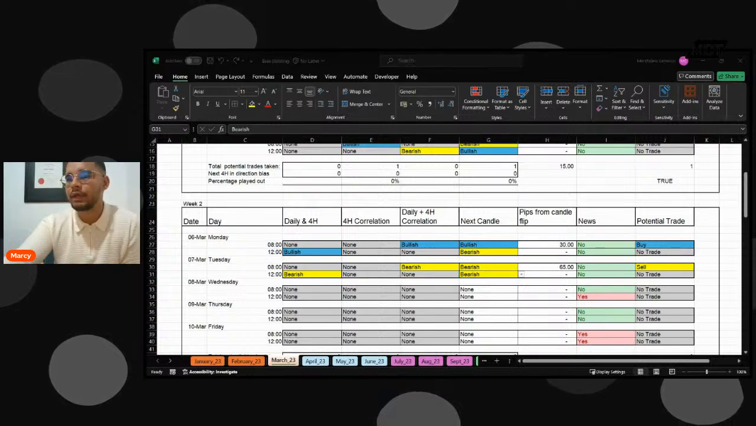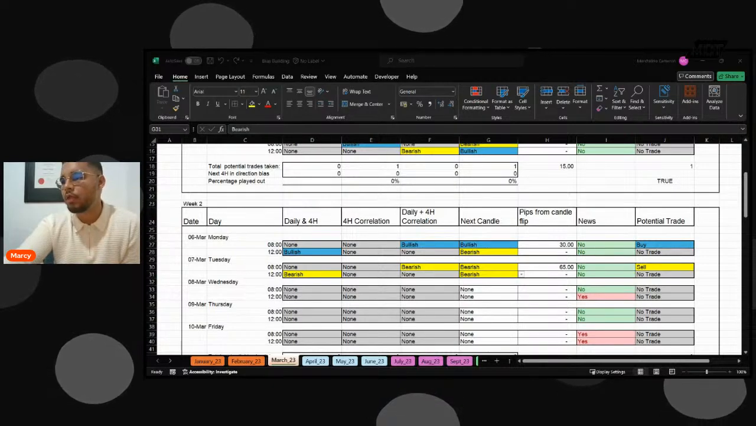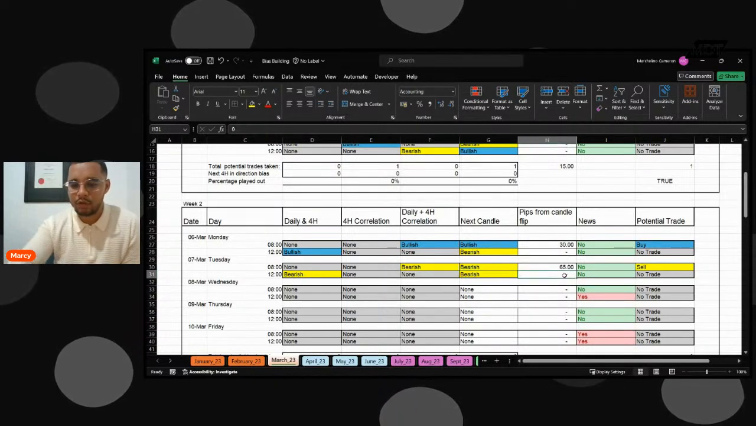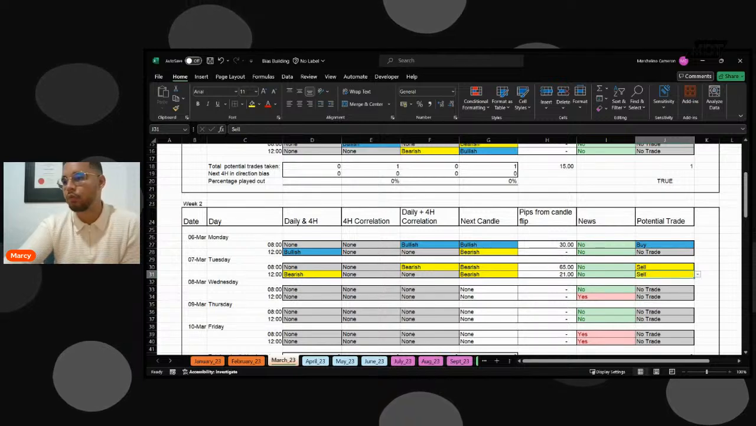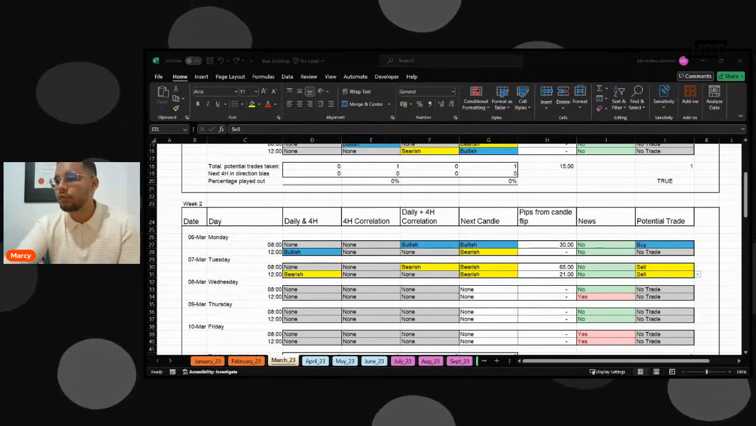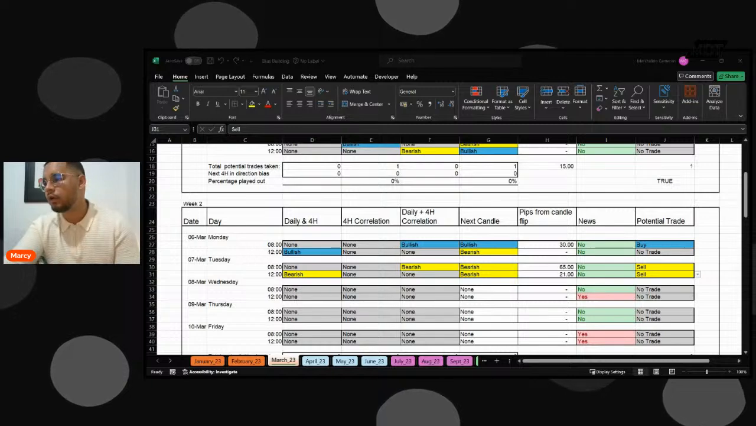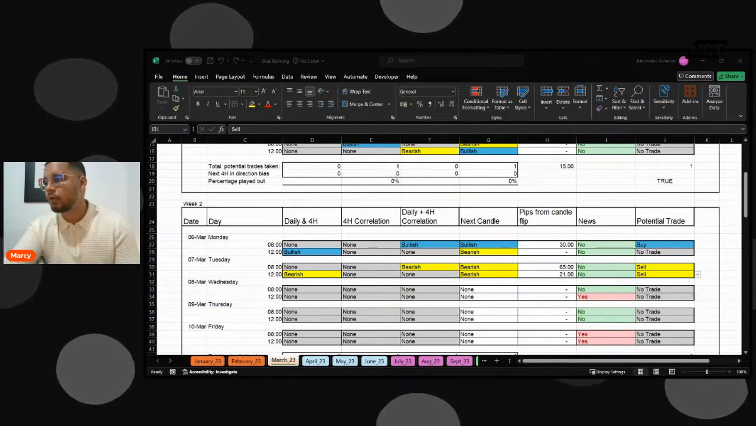How many pips did that candle move from the open to the low? That was 21 pips. So let's mark that as 21. Let's put a potential trade as sell because that's what we would have been looking for. Now let's check 4H correlation to see if we have 4H correlation. Okay, perfect. That's a bearish candle. That's another bearish candle.